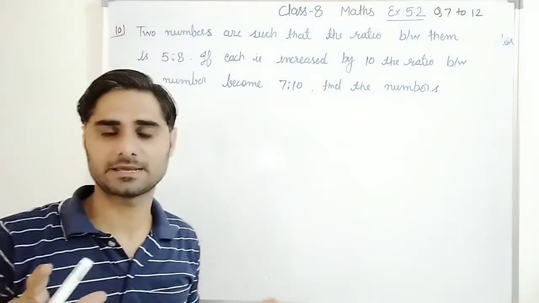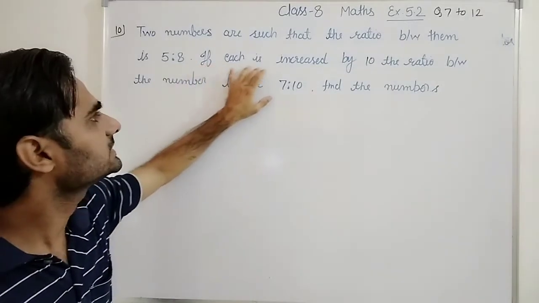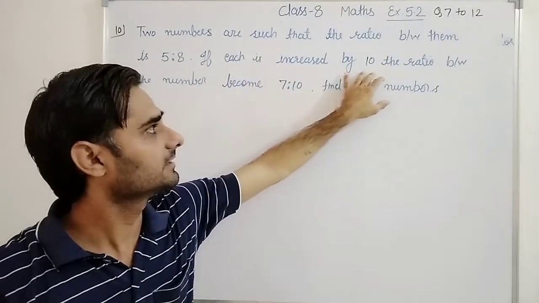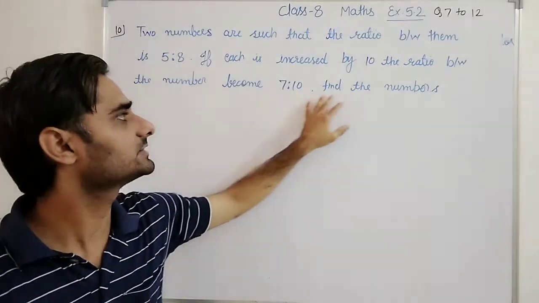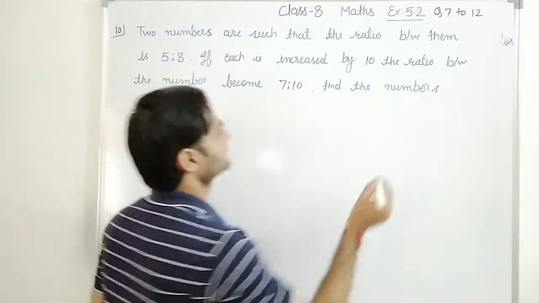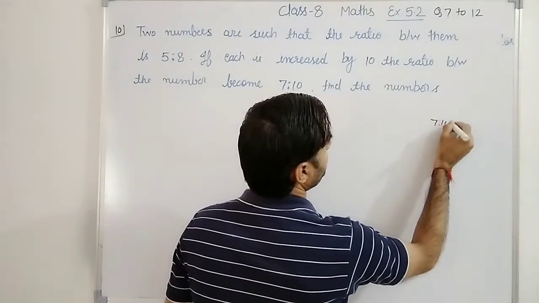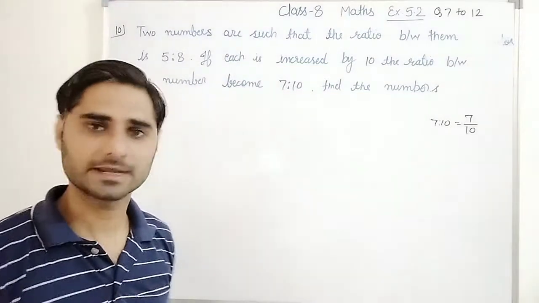Ratio is given. Can we take 5x and 8x? These numbers are okay. If each is increased by 10, the ratio between the numbers becomes 7:10. Find the numbers. 7:10 can we write like this? 7:10 means this is equal to 7 upon 10. बात एक ही है. Right?